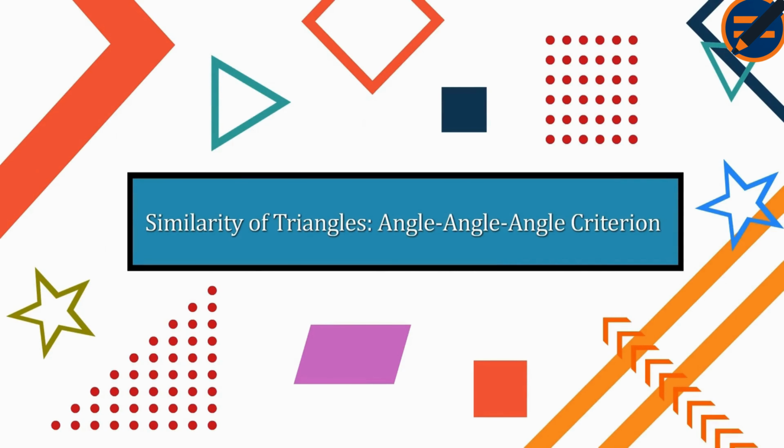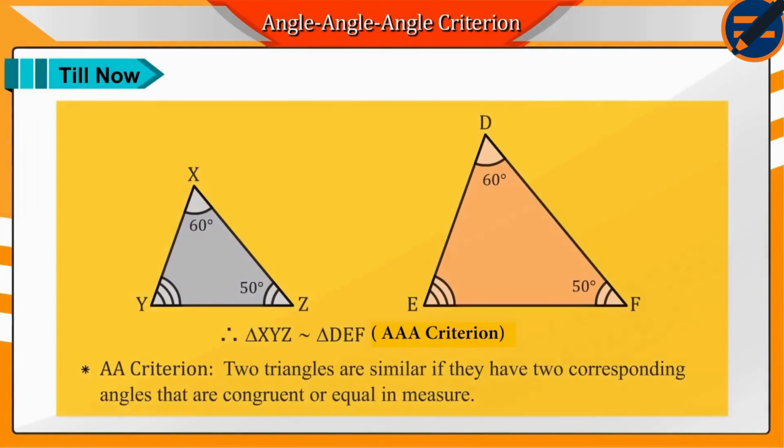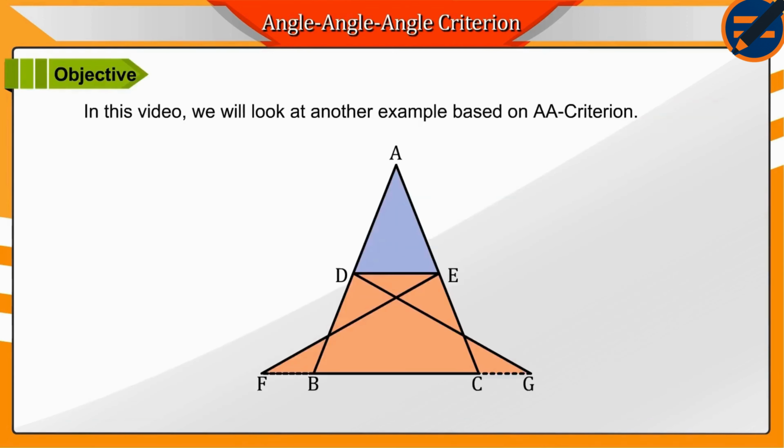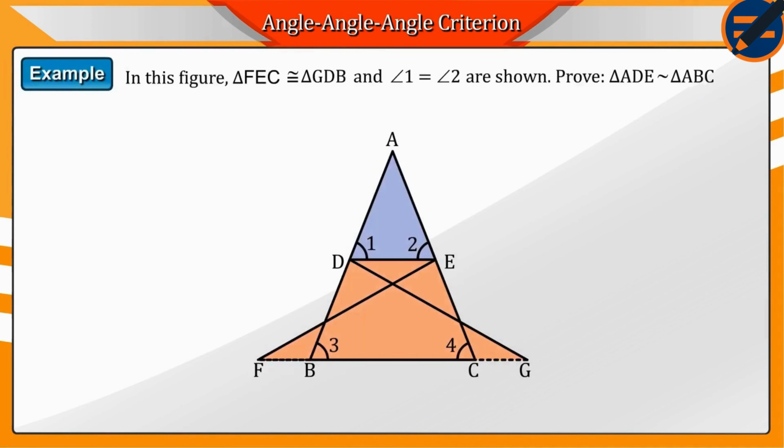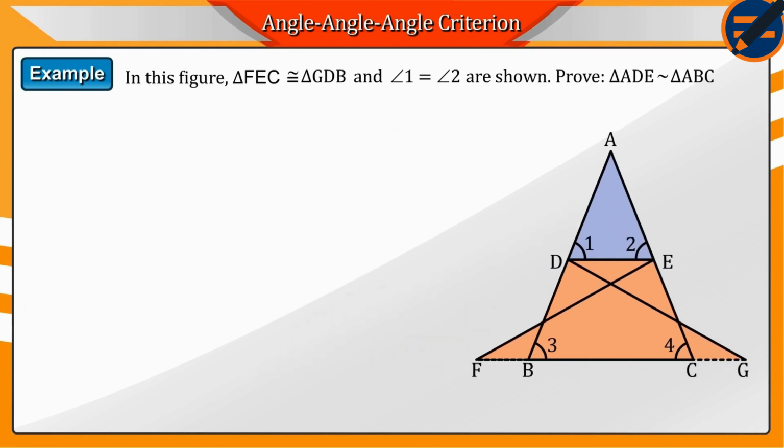Welcome to this video. In the previous video, we studied the AAA and the AA criteria. In this video, we will look at another example based on it. In the given figure, triangles FEC and GDB are congruent and angles 1 and 2 are equal. Show that triangles ADE and ABC are similar triangles.